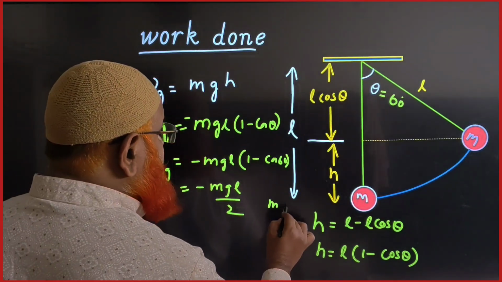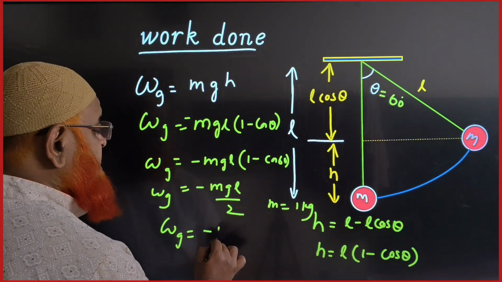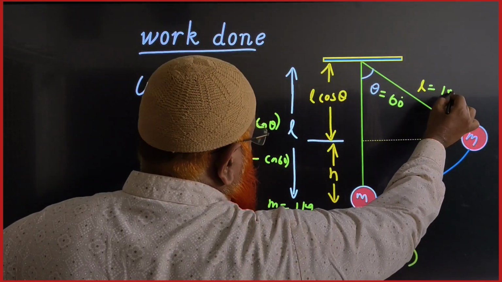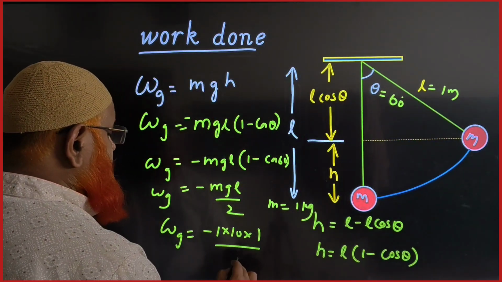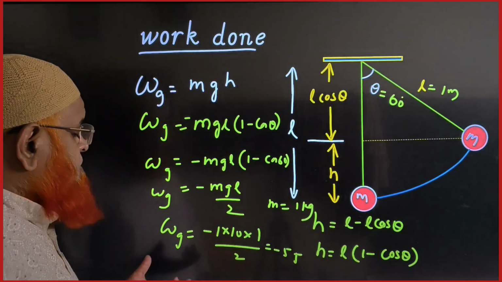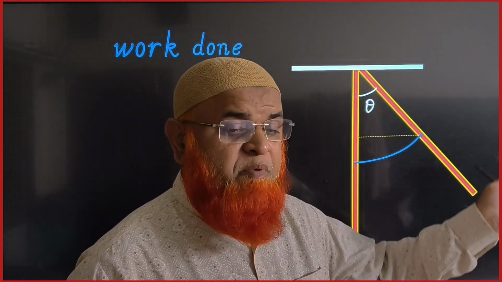अगर वो दे दिया mass of a body is taken as 1 kg, then what is your gravitational? What is the work done by gravity? Minus 1 into 10. अगर length of a pendulum आपके 1 meter है, so you'll be getting 1 meter divided by 2. So it's going to be minus 5 joules. Okay, तो आपका आंसर क्या है? So pendulum का केस तो हम समझा दिए. What is the work done by you when you lift the pendulum?